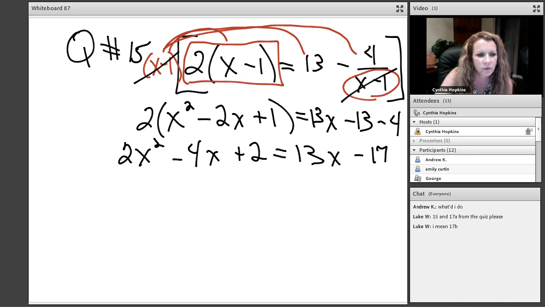And now let's bring everything over to the left-hand side. So I've got my 2x squared. I'm going to subtract 13x. That gives me minus 17x. And then I'm going to add 17, and I get plus 19 equals 0.